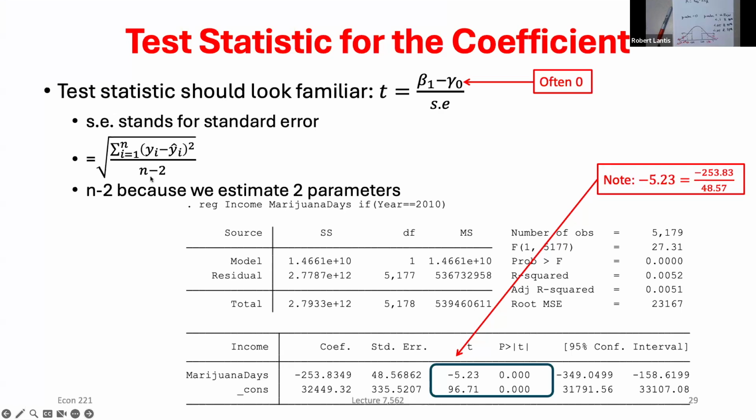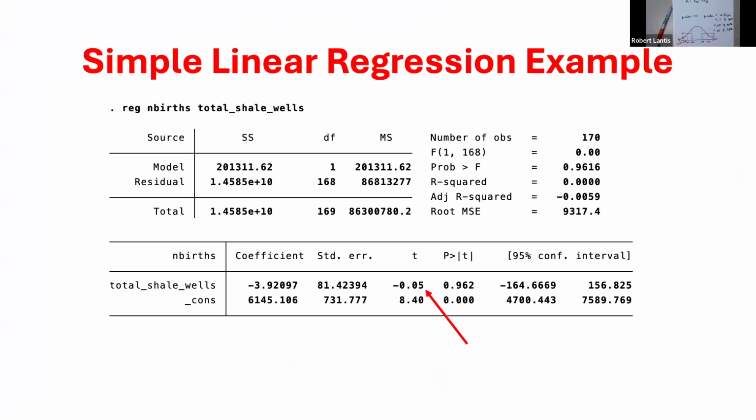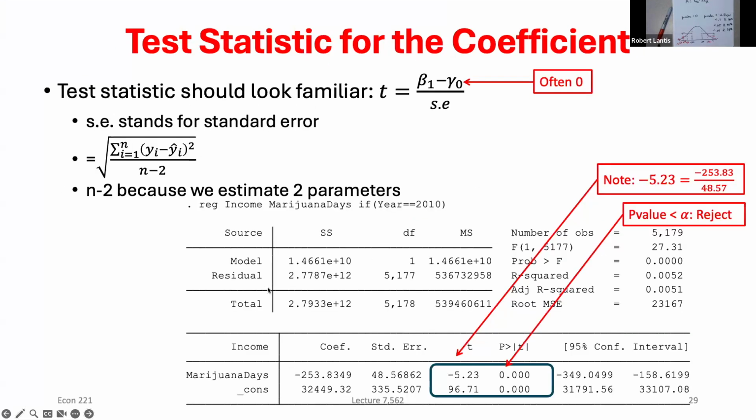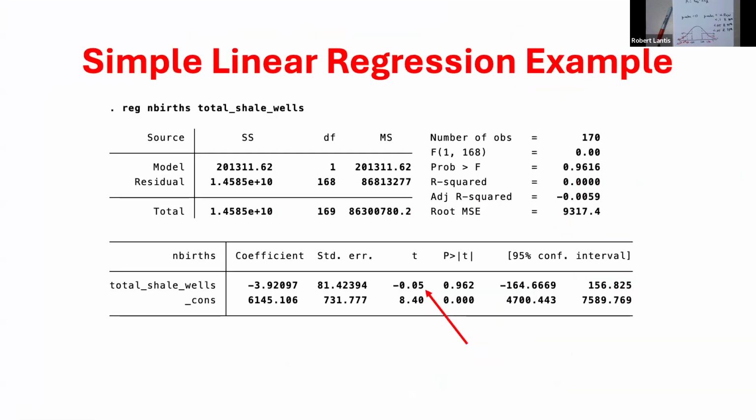So here we've got reject. Right? If I'm looking at a different example, so we did this one last class as well. This is the number of bursts in the total shale wells. So we could come up with a coefficient estimate and interpret that. Right?